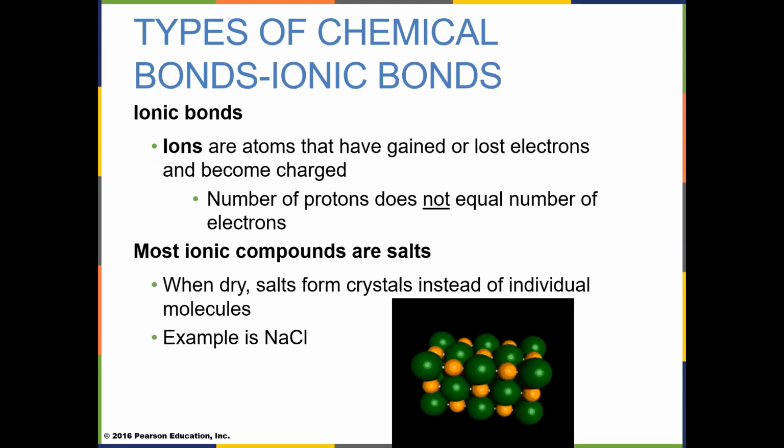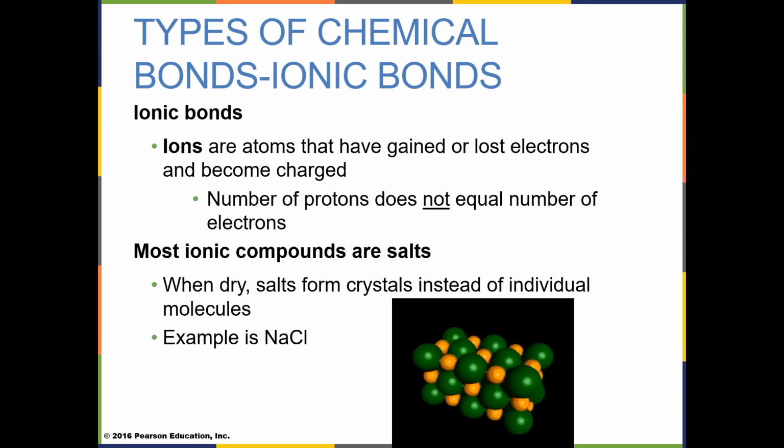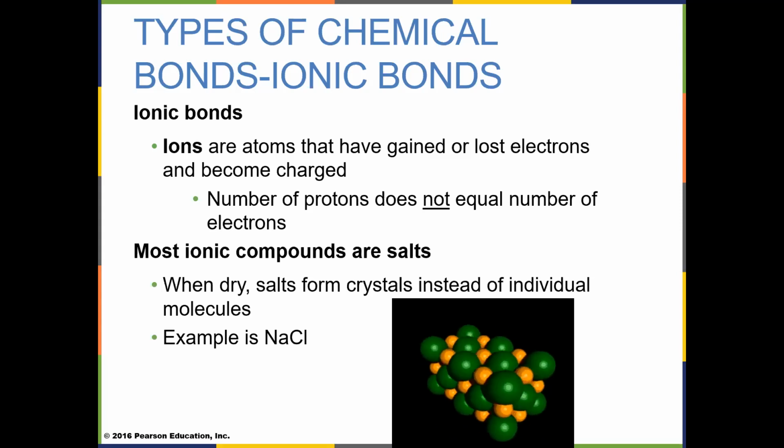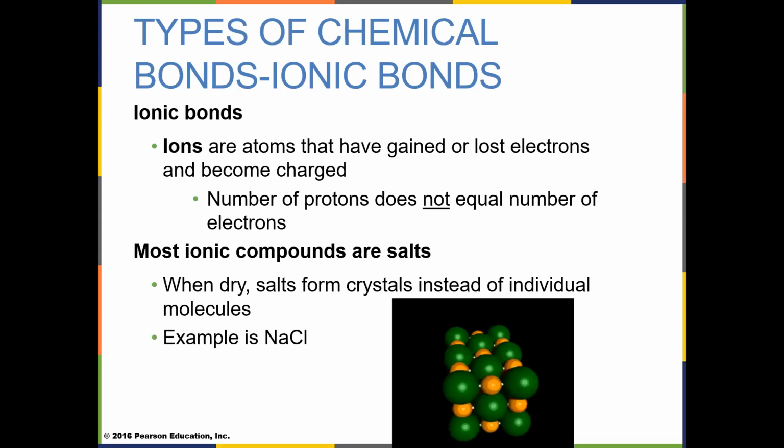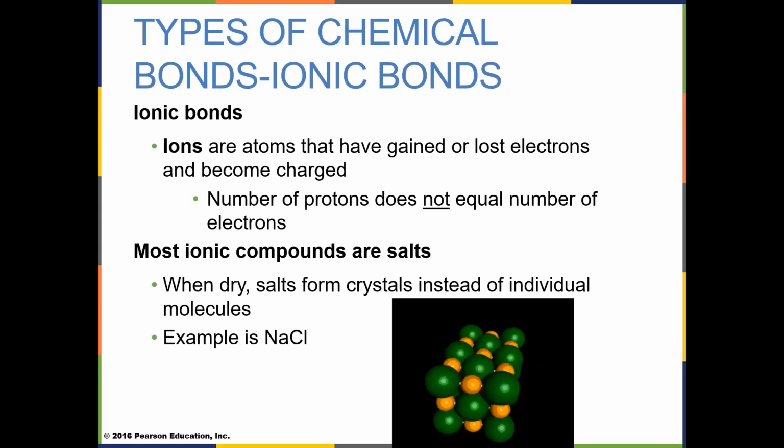Now, ionic bonds are pretty simple and they're pretty weak, but they do make the atom stable. An ion is an atom that has gained or lost an electron. It is no longer called an atom, it's called an ion. It can be a positive ion. If it loses an electron, it becomes positive.